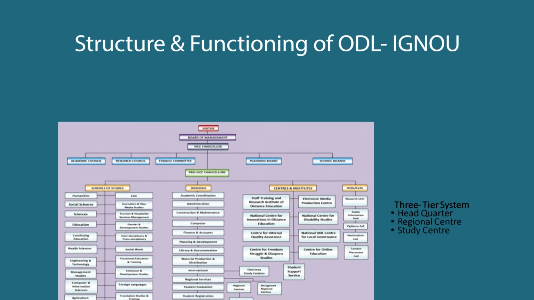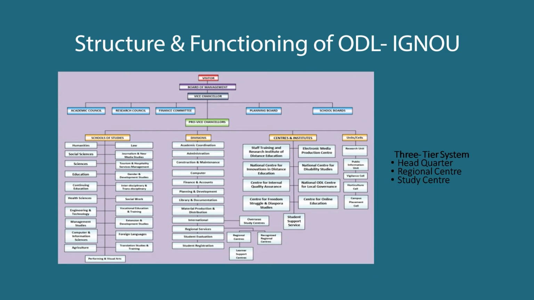Now, how do ODL institutions function? As you see in the slide, I have given a structure of one of the biggest ODL universities in the world, which is the Indira Gandhi National Open University, IGNOU. IGNOU has a three-tier system. It starts with a headquarter which controls the overall function of the university. Then there are regional centers, in fact many regional centers, spread across the country. There are regional centers in different states.